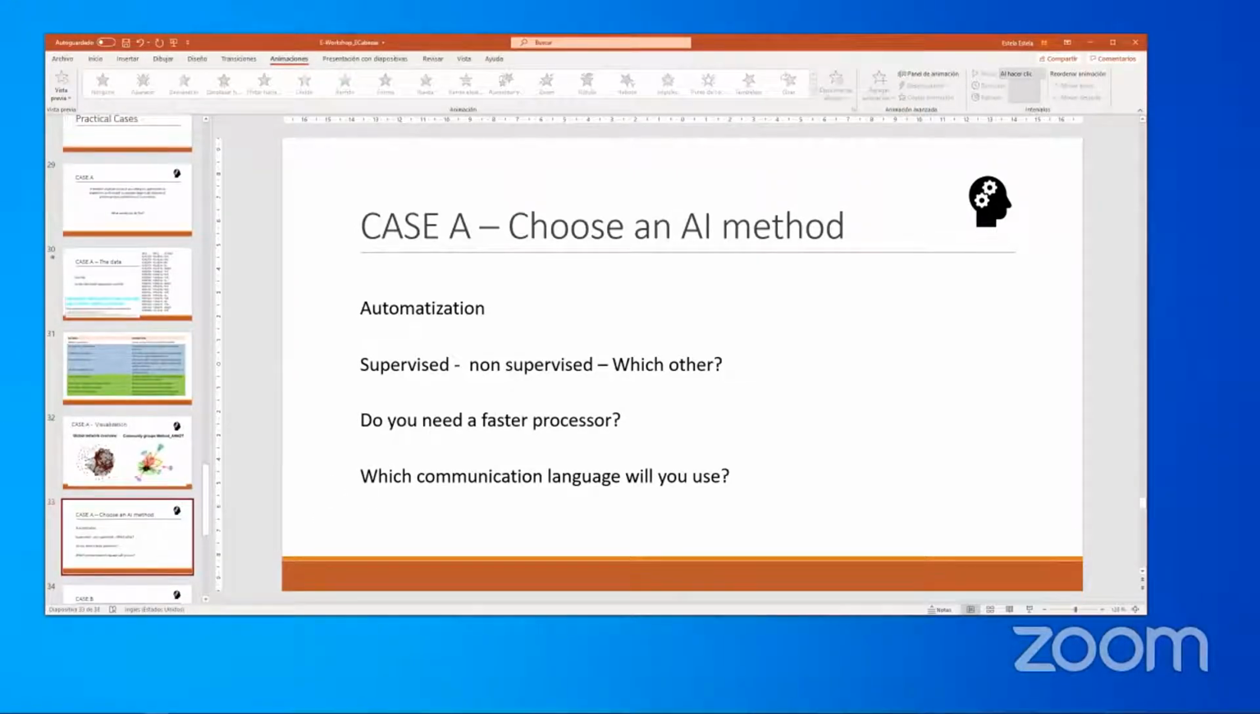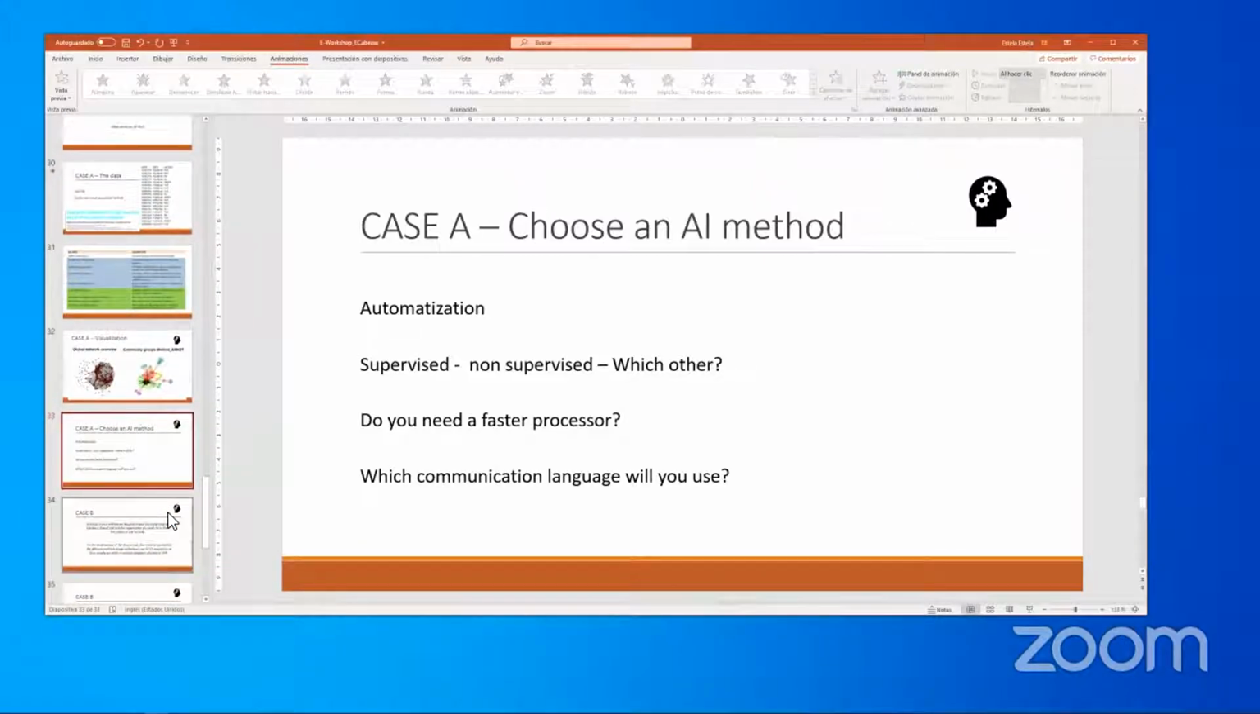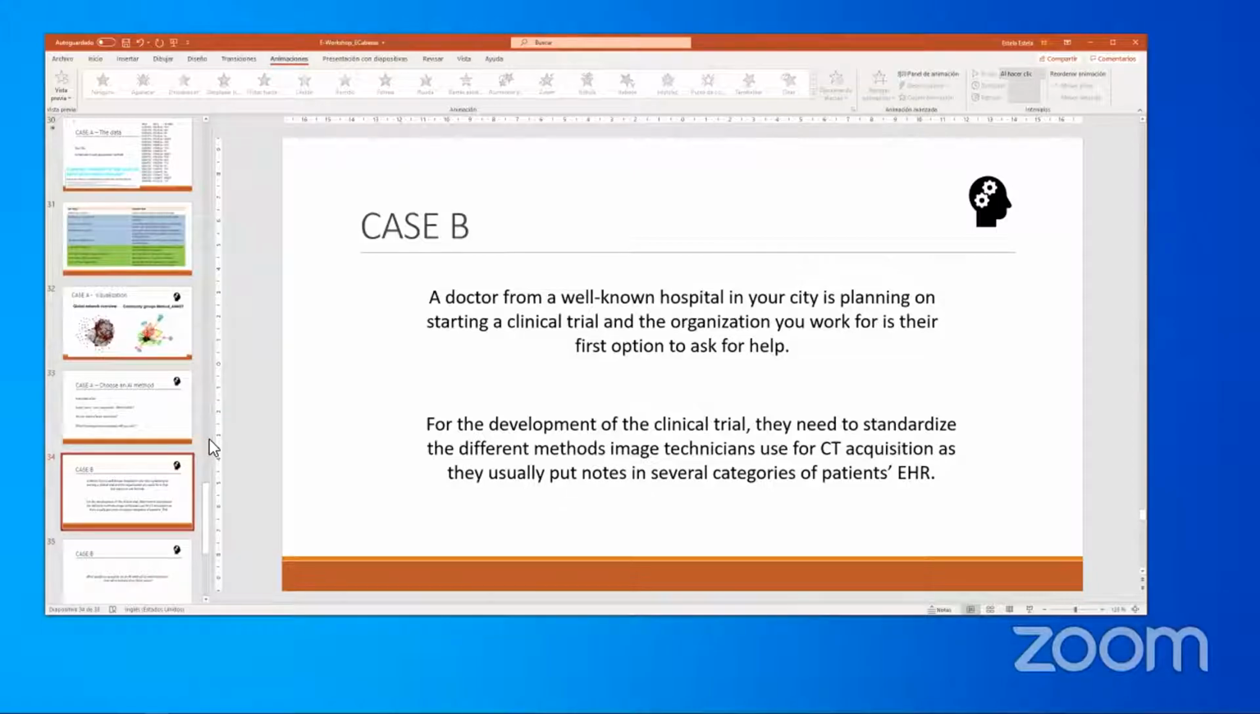So now that you have seen a little bit on how to do this kind of thinking, I'm going to just present case B. And you go ahead and you provide me with the answers. A doctor from a well-known hospital in your city is planning on starting a clinical trial, and the organization you work for is their first option to ask for help. For the development of the clinical trial, they need to standardize the different methods image technicians use for CT acquisition, as they usually put notes in several categories of patients' electronic health records.